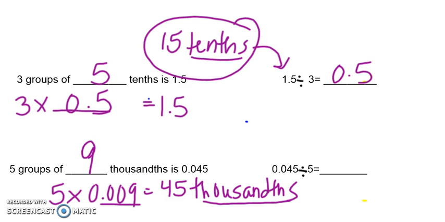And again, looking at this the other way with division. 0 and 45 thousandths divided by 5. I'm looking at 45 thousandths in word form, dividing that by 5, and I get 9 thousandths. 45 divided by 5 is 9. We're discussing thousandths, so the unit must stay thousandths.